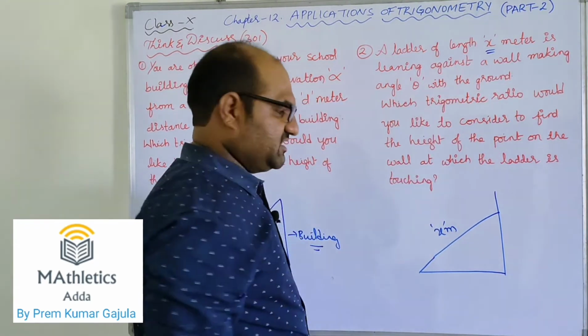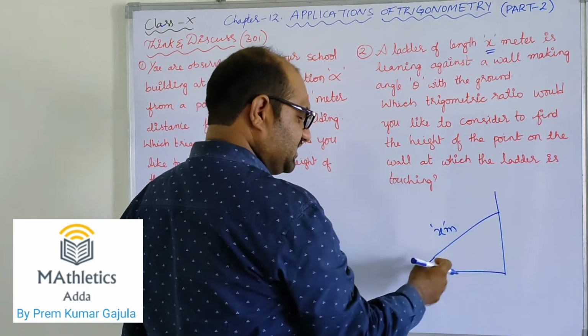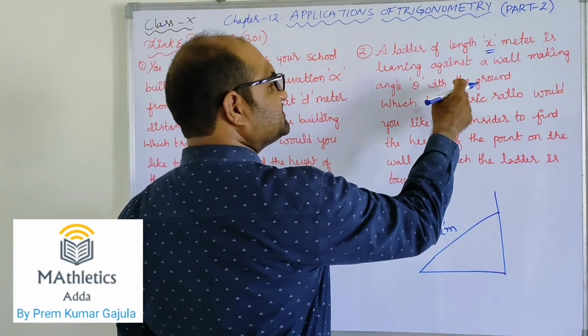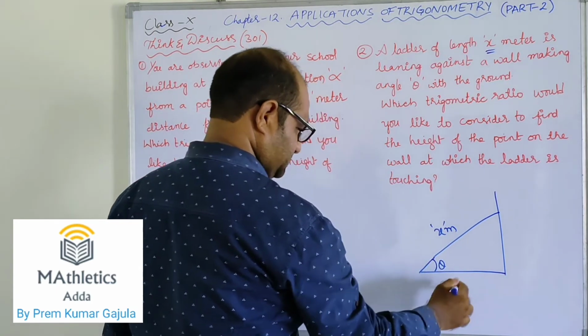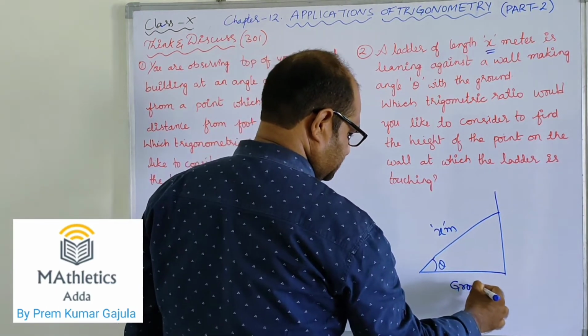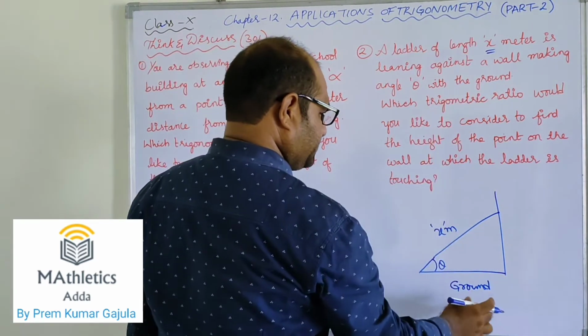Here you have to be very careful. The ladder is making some angle with the wall also and with the ground also. So here it is clearly mentioned that theta is the angle which is with the ground. Okay, this is the ground. This is the ladder.